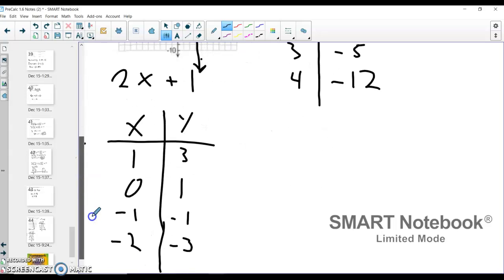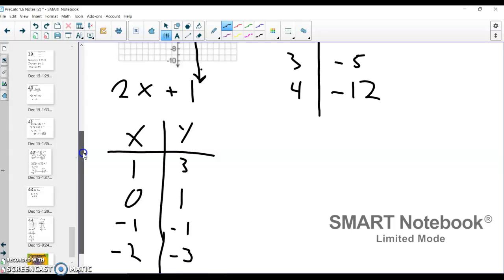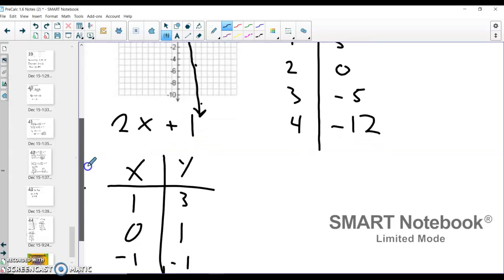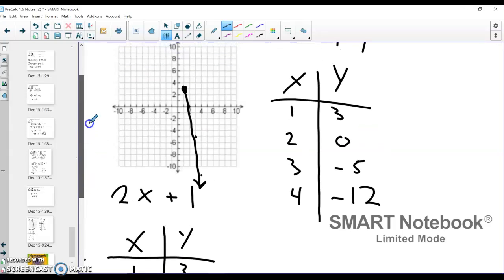The next one I need to graph: 1 is going to be included in this function, so that's going to be a closed dot this time. So I go over 1, up 3. It kind of looks funny, but that's a closed dot because that point now exists in our piecewise. All right, and then I can graph the rest of them: 0, 1, so over 0, up 1; negative 1, negative 1; and then negative 2, negative 3, and I have my second part of this piecewise.